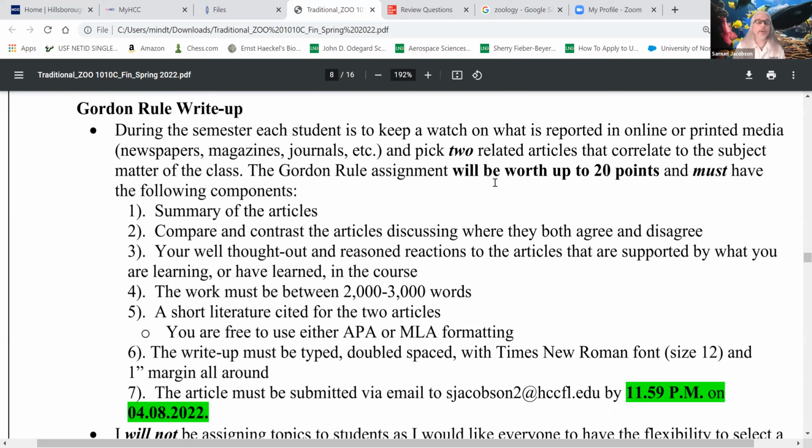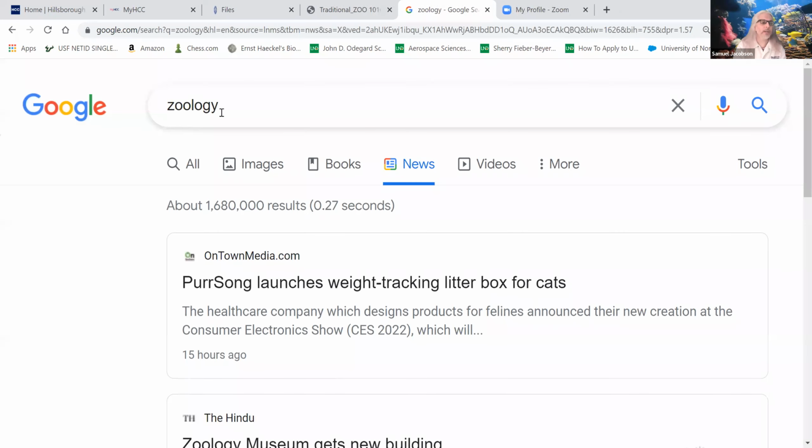Now, here's what I want in the paper. Between now and the terminate date, you see it there, the 8th of April, find 2 articles that relate to the subject. Okay, so I wanted to show you this. I just went to Google and I plugged in zoology, as general as I could possibly make it, and looked to see what pops back. Notice I went to news.